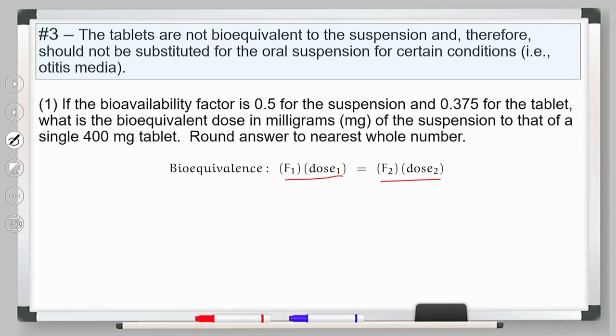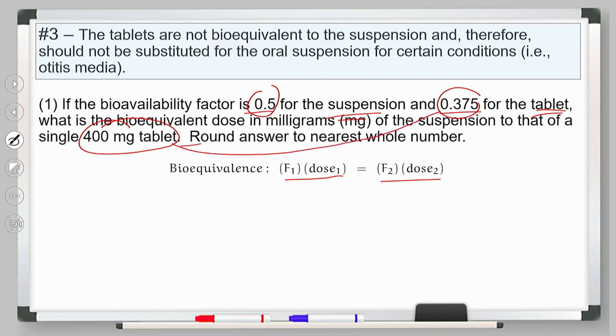Bioequivalence. So if the bioavailability factor is 0.5 for a suspension, and 0.375 for a tablet, here we have an F of one dosage form and an F of another dosage form. It wants to know what is the bioequivalent dose in milligrams of the suspension to that of a 400 milligram tablet. So would you agree I have a dose and a bioavailability factor?